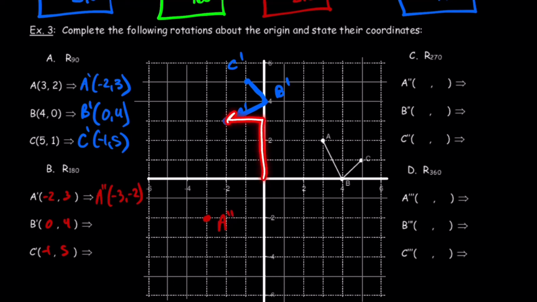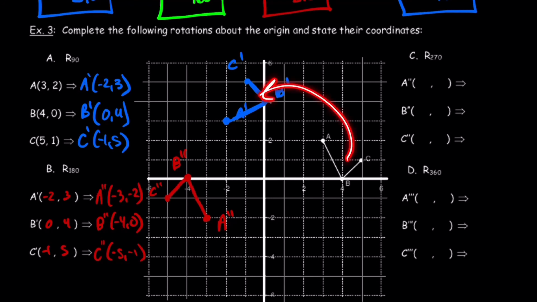Up 3 over 2, I rotate that 90, is over 3 down 2. Yeah, that worked. So let's follow that pattern. Switch and negate the first one. So B double prime is negative 4, 0. Negative 4, 0, there's B double prime. And same thing here, C double prime, switch and negate the first one, is negative 5, negative 1. There's C double prime, A, B, C. Yeah, that makes sense. Look, I'm rotating 90 each time.